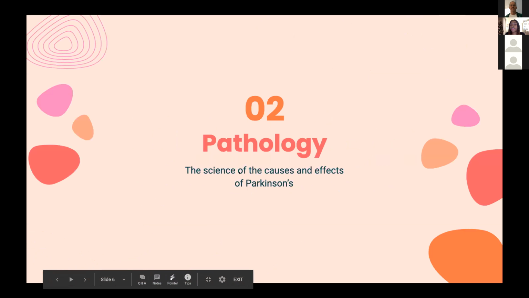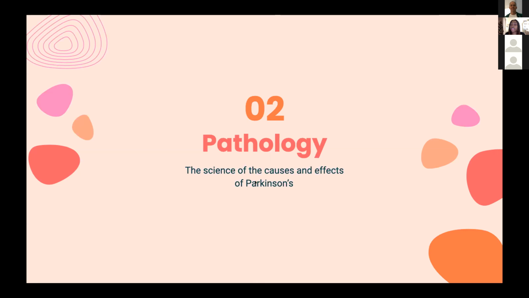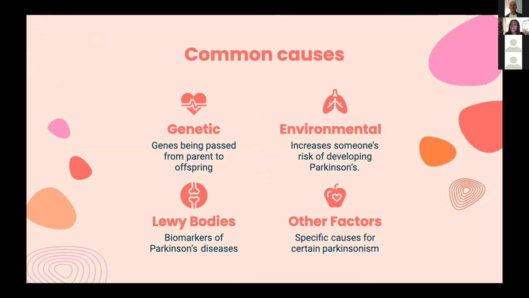So the pathology. This is the science of the cause and effects of Parkinson's disease. Common causes of Parkinson's: one of them would be genetics. Genetics are passed down from the parents to the offspring. Researchers have identified that genes that have mutations could be related to Parkinson's disease.